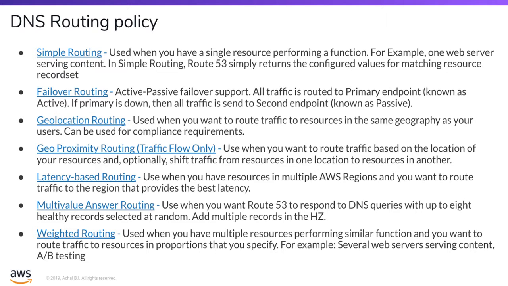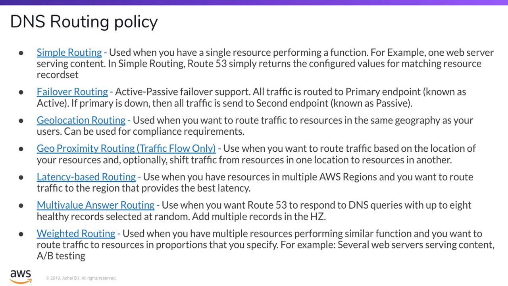Let's understand some routing policies that Route 53 provides. There is something called simple routing. Basically, this is used when you have a single resource performing a function. There might be a single EC2 instance, or a single load balancer which has many resources, but still there is just one endpoint for your domain if you're configuring it to an ELB. Whenever you have one endpoint, you could use the simple routing policy.